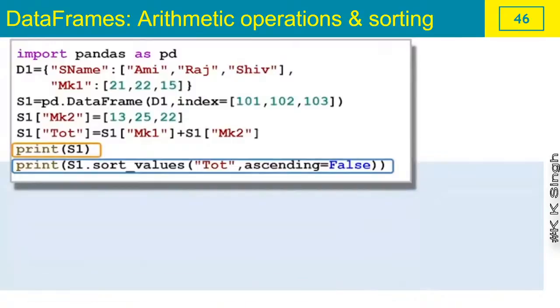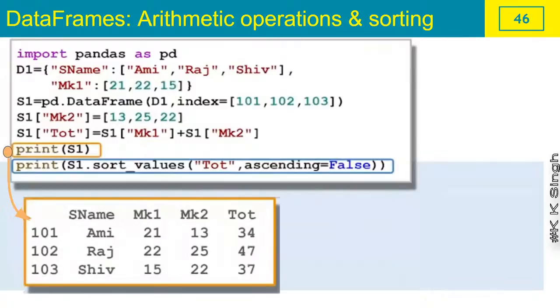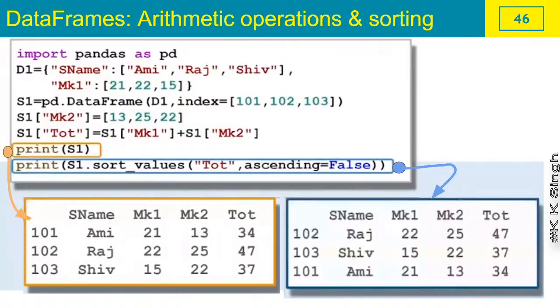And now, so this is your data frame sorted in descending order. So 47, 37, 34, likewise.